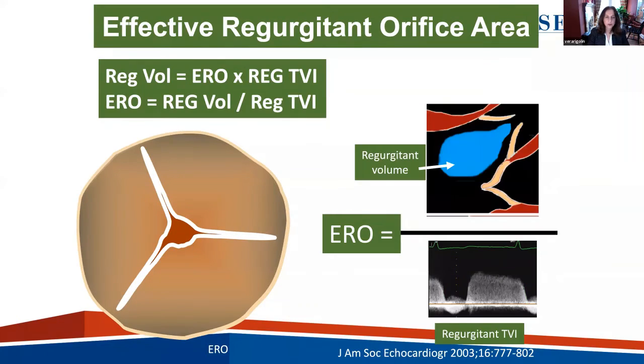So if you can understand this formula, then on the exam, if they don't ask you to calculate the ERO, but they give you the ERO and want you to calculate the regurgitant volume, or alternatively, if they give you the regurgitant volume and they want you to calculate the ERO, you can simply rearrange the equations as shown here to calculate the value that you want. If you're trying to calculate the ERO, it's basically the regurgitant volume divided by the regurgitant VTI. So you just have to know that equation and be able to move things around depending on what they're asking you to calculate.